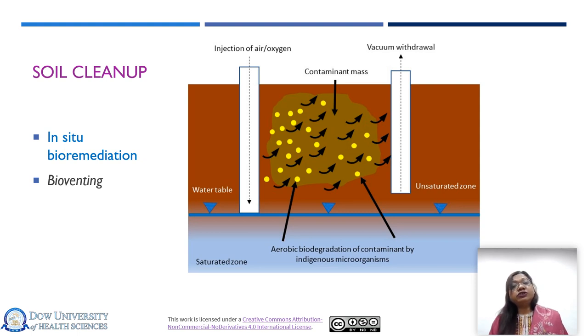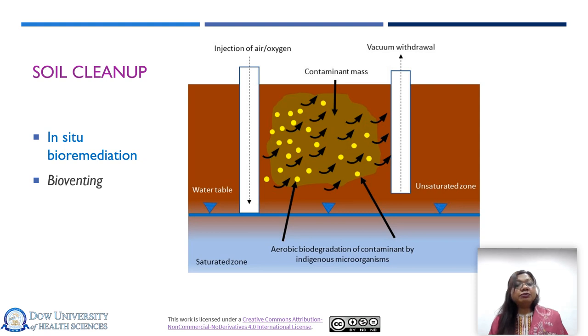The process involves the installation of a network of wells or vents into the contaminated soil, which are connected to a blower or compressor. Air or oxygen is injected into the soil either continuously or intermittently to provide the organisms with the necessary nutrients and oxygen to degrade the contaminants. The rate and duration of the air injections are carefully controlled to ensure that the soil does not become saturated and that the microorganisms have sufficient time to degrade the contaminants.